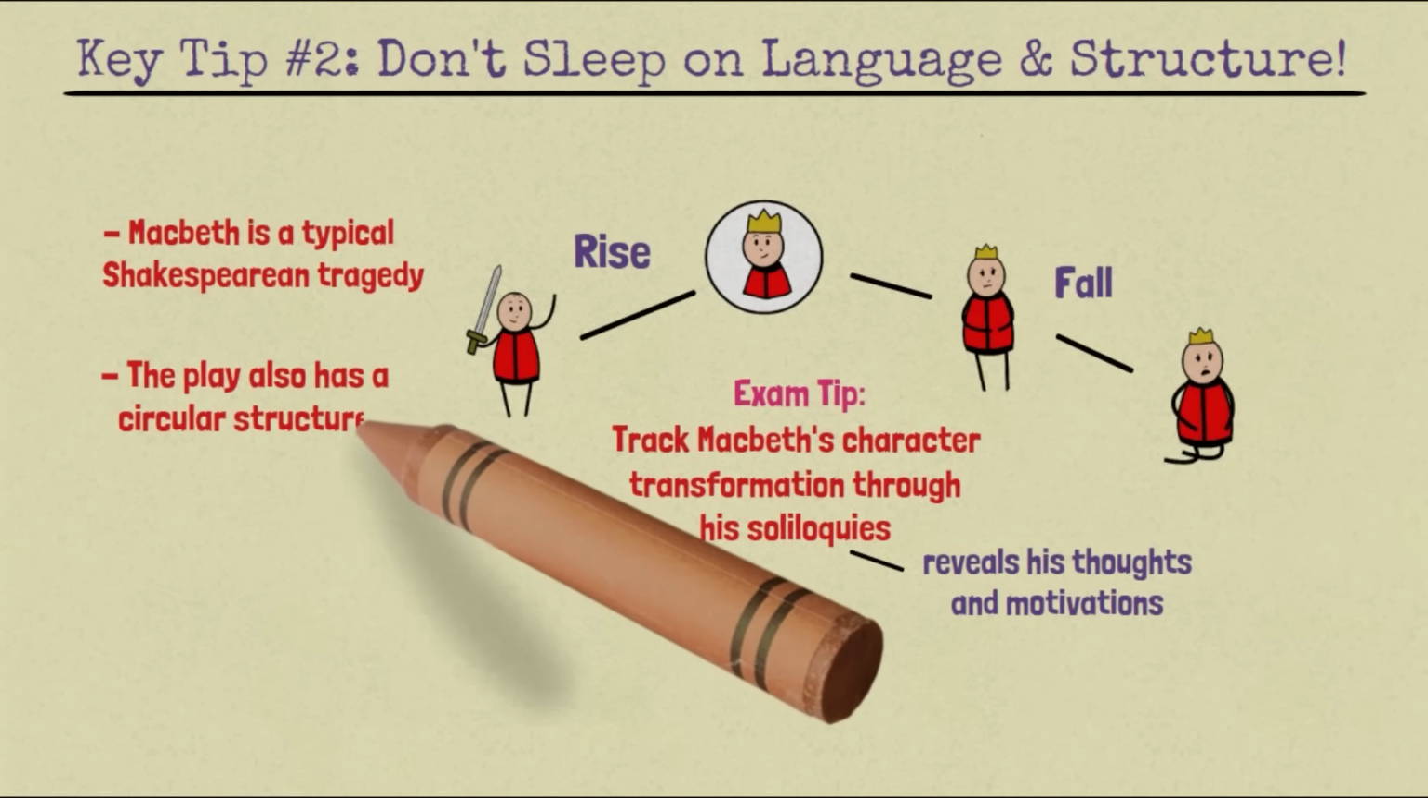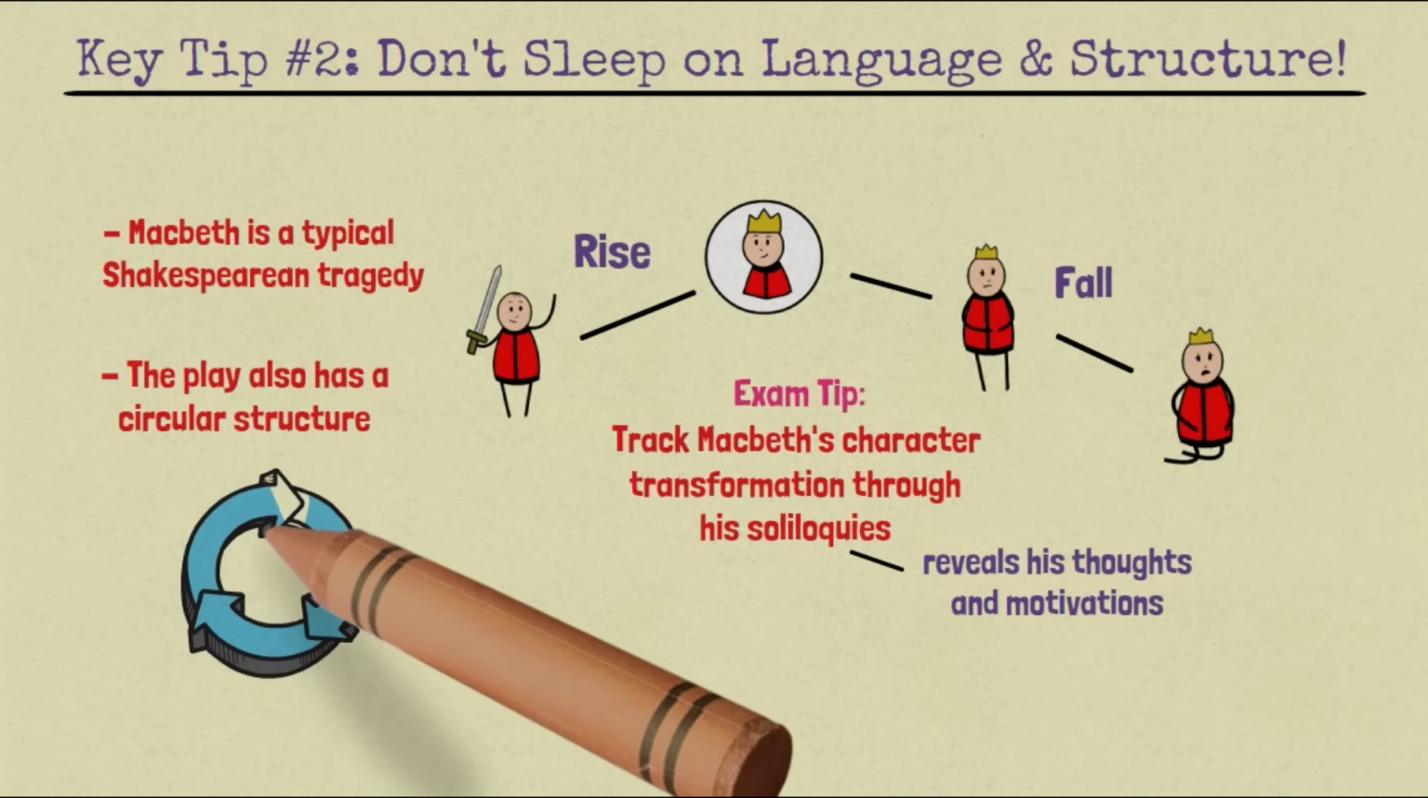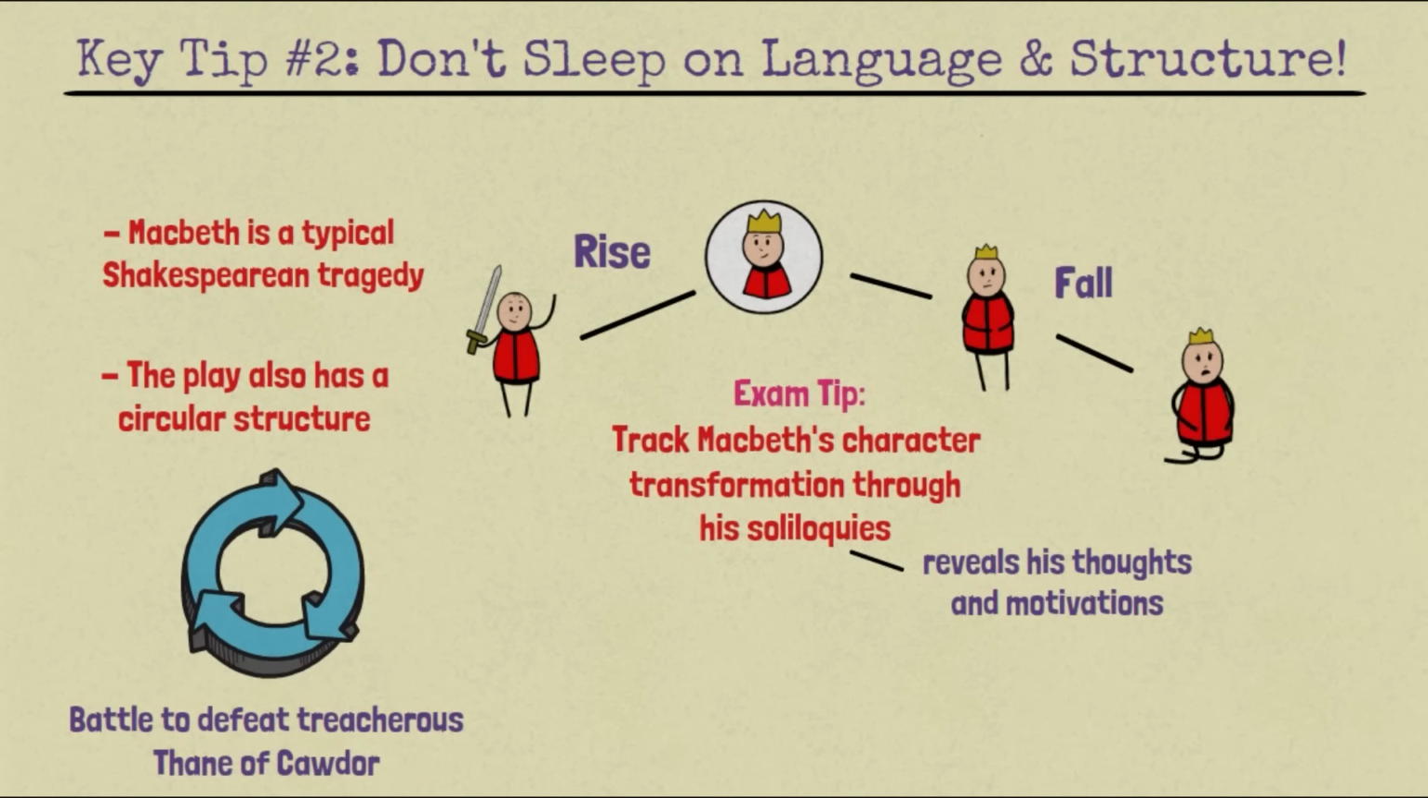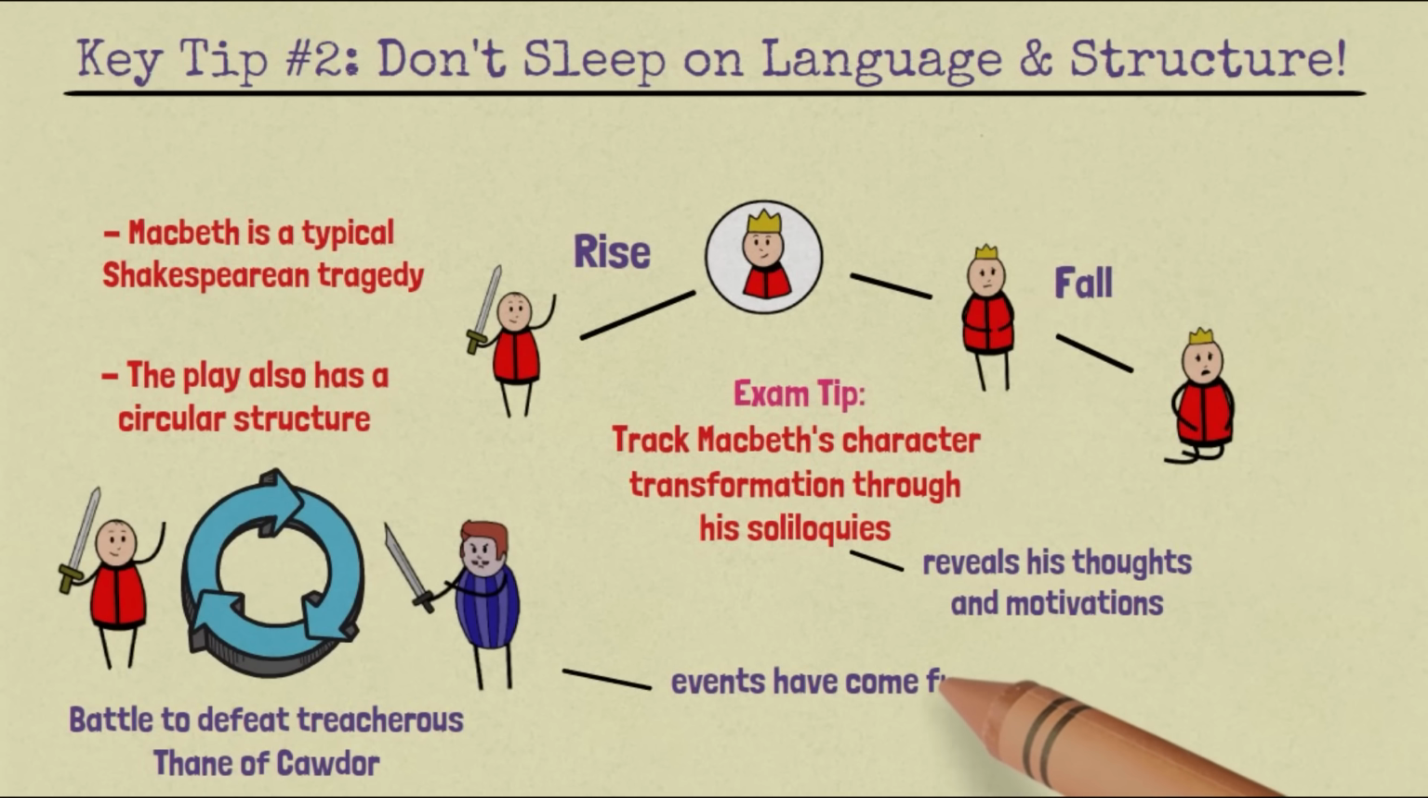However, it also has a circular structure because it starts and ends with a battle where a treacherous Thane of Cawdor is killed. This shows that the events have come full circle and that order has now been restored in Scotland.